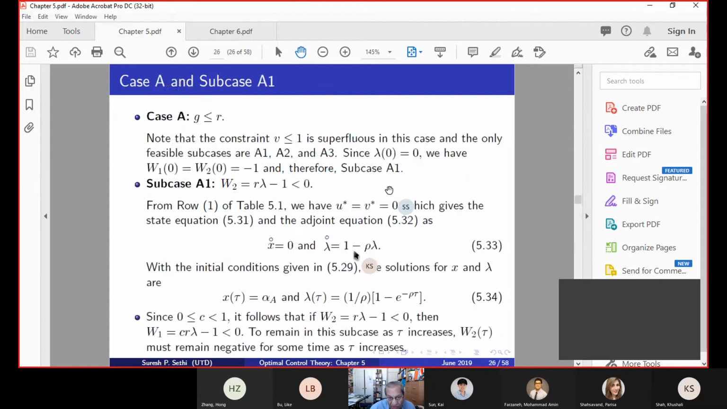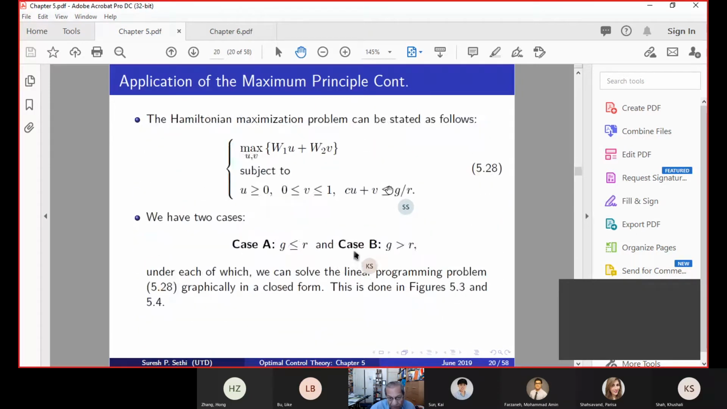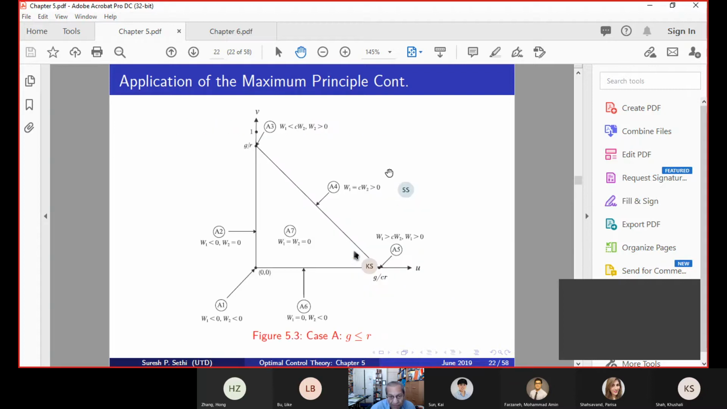I go back to the table. It's better to just go back to the table to show you. We are in this case B2, but here that value becomes 1, because G by R is bigger than 1, so min of 1 and G by R is actually 1. I didn't want to break another row for that. So I could put A2 and a dash here and B2 and a dash here, and then I don't need to do this min. But that's okay.